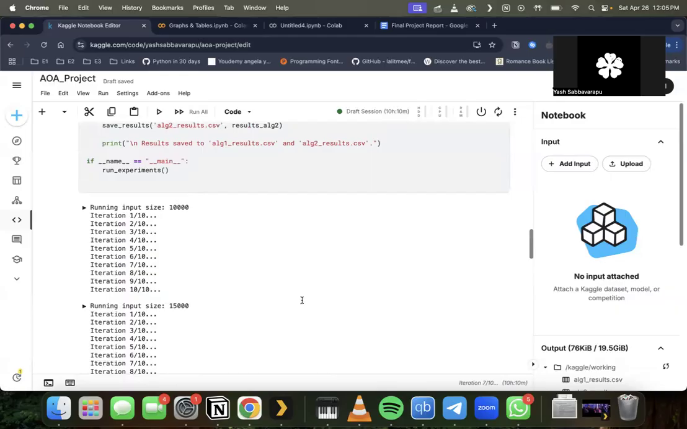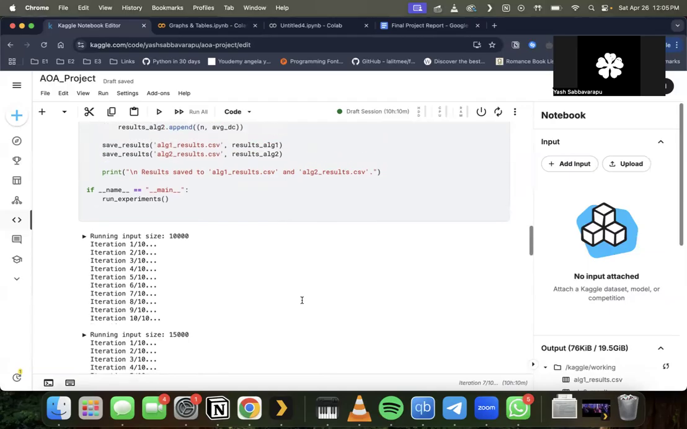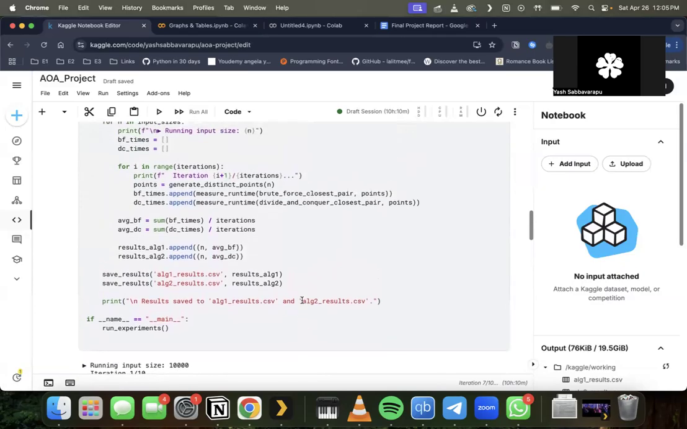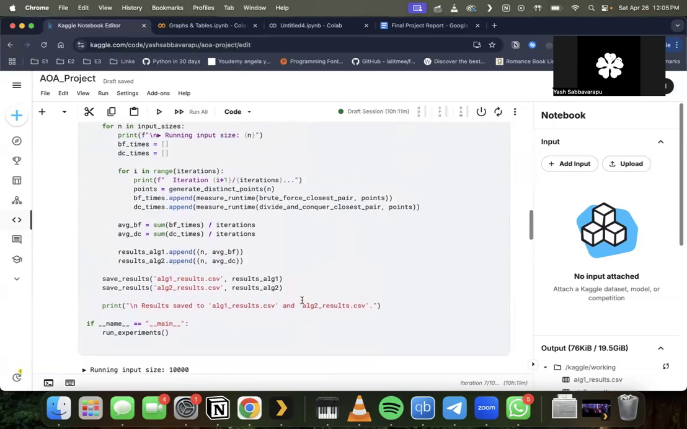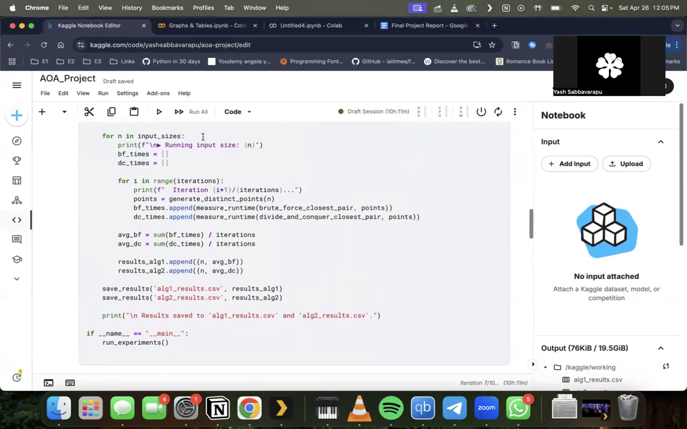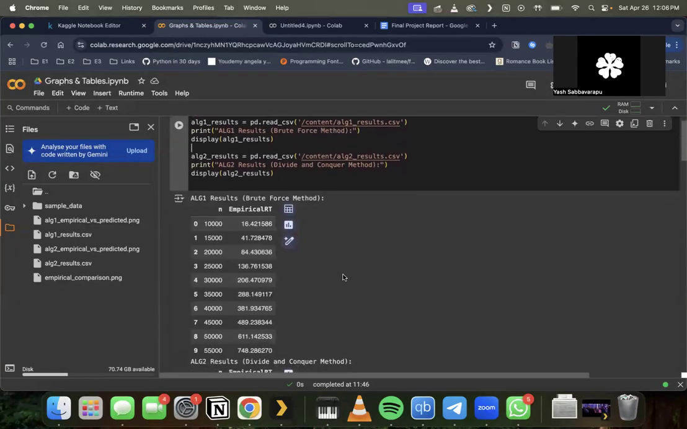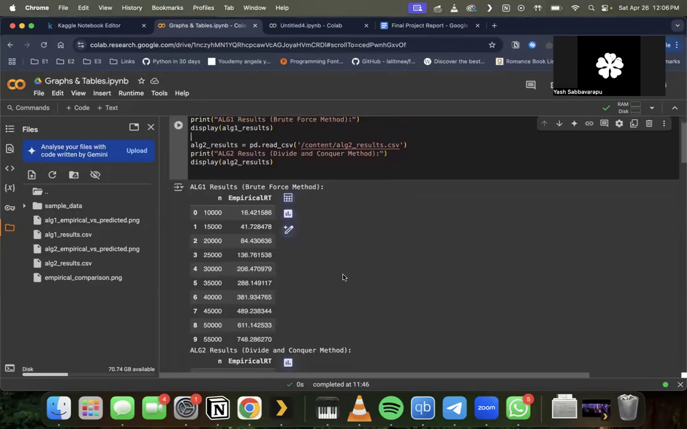Since the brute force algorithm can take a very long time for large inputs due to its theta of n squared growth, I ran the experiments on Kaggle kernel. This allowed me to avoid session timeouts and ensure a stable and uninterrupted runtime environment. After completing the experiments, I saved the results into two CSV files, which are here, as you can see.